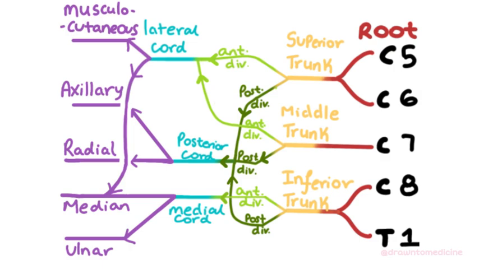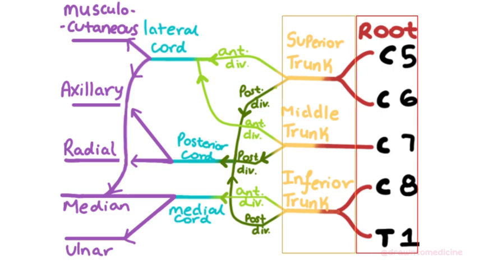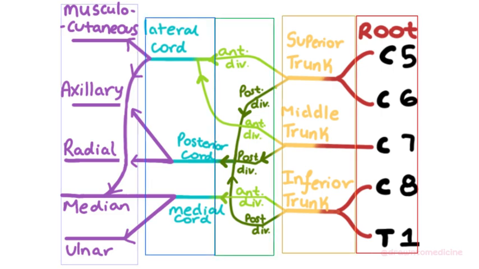So, as you may have heard, the brachial plexus is made up of 5 main components: the roots, the trunks, the divisions, the cords, and the terminal branches. Let's go step by step, beginning with the roots.